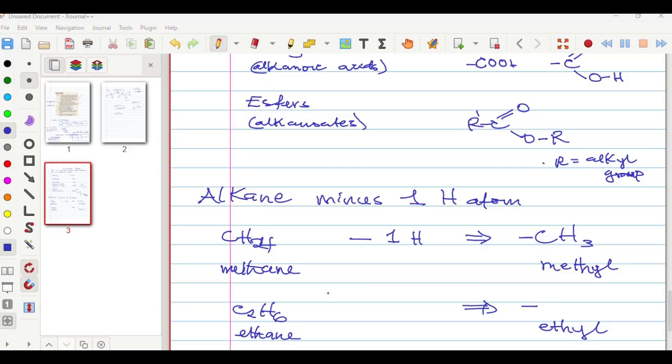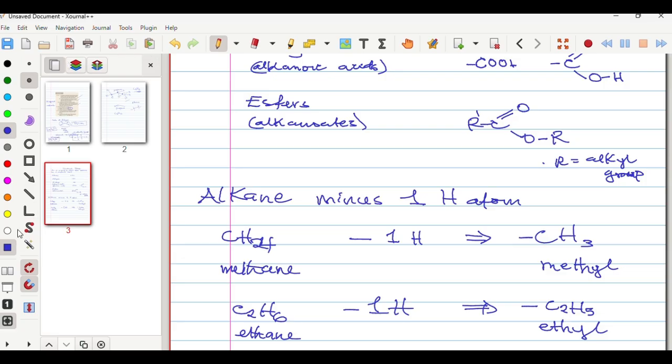And then we have C2, so we'll write C2 again, because it's minus one hydrogen. There are 6 hydrogens here, so it's going to be C2H5. Does it make sense? Hello? Yes, sir. So it makes sense, right?